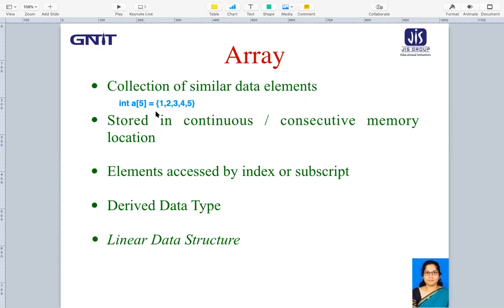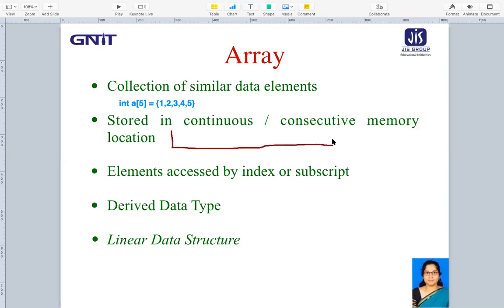Now, if I write int a[5], that means a is the name of the array, which has a size of 5 and will be containing 5 integer elements. Instead of 5, if I write 10, that means a is an integer array which will be containing a maximum of 10 elements, and so on. The first property of array is that the elements of this particular array, suppose a[5], 1, 2, 3, 4, 5, will be stored in continuous memory locations.